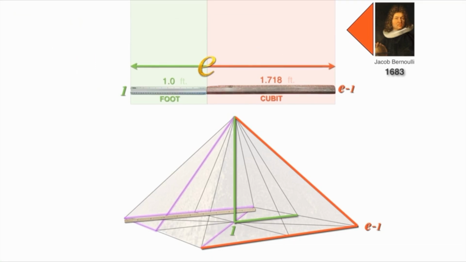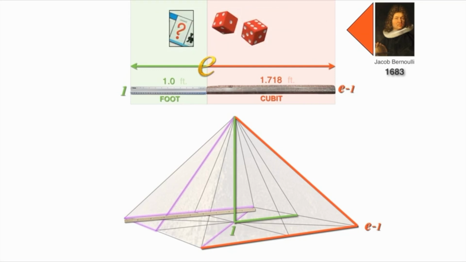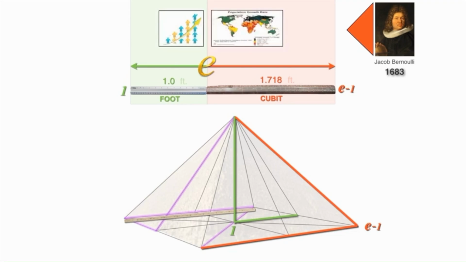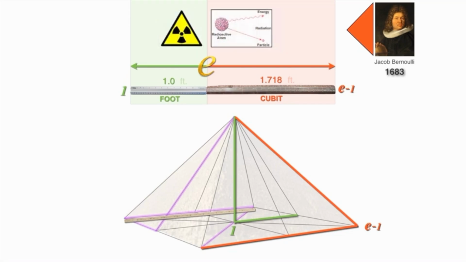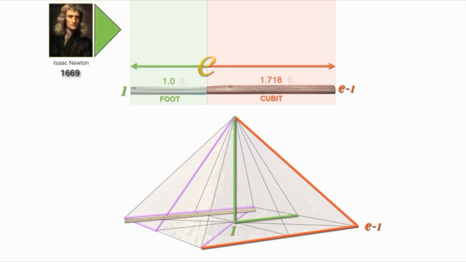The incredible thing is, this implies the foot is synonymous with the principle, the original unity, what we start with. And the cubit, the interest or growth. And it doesn't only apply to banking. It shows up in calculus, probability theory. It's used to predict population growth, or the rate of spread of an epidemic. Its inverse is the rate of radioactive decay. It's everywhere. Newton found the same thing in 1669 with this infinite series of what's called reciprocal factorials.